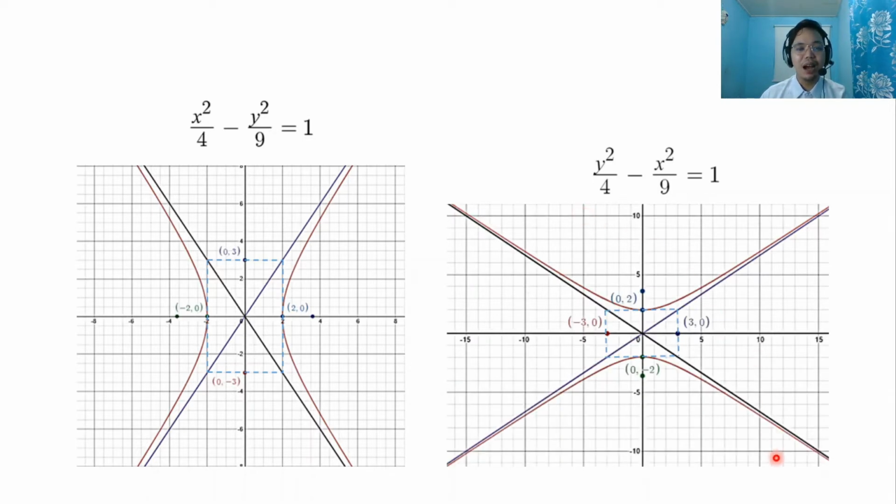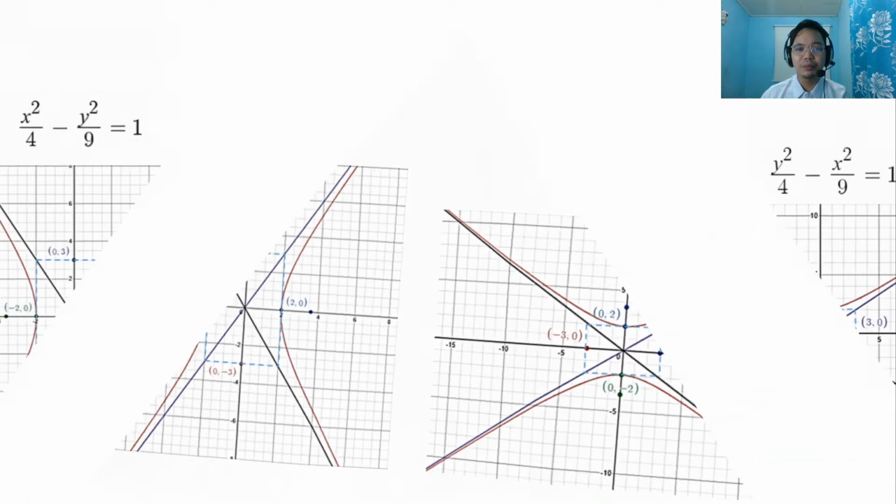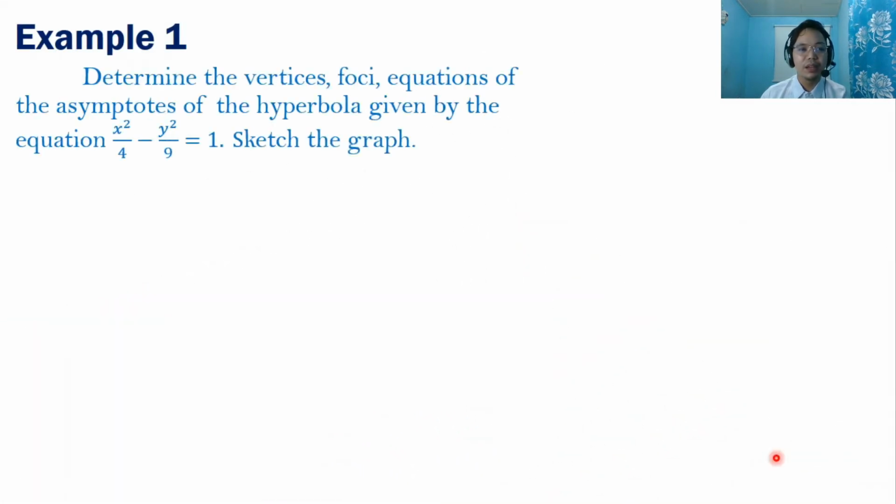So let's have our example number 1. Determine the vertices, foci, equations of the asymptotes of the hyperbola given by the equation x squared over 4 minus y squared over 9 equals 1, and sketch the graph. So itong equation na to ay yung kaninang given natin sa last slide. Ngayon isosolve natin siya kung paano tayo nag-arrive doon sa graph natin.